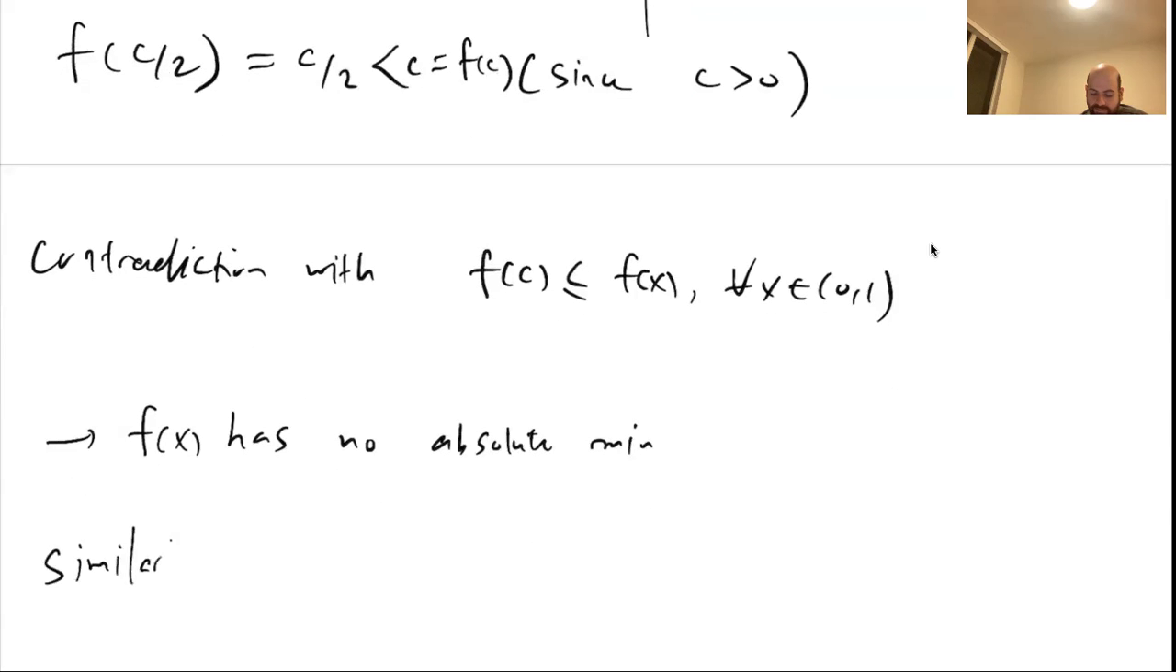Similarly, show that f of x has no absolute max.